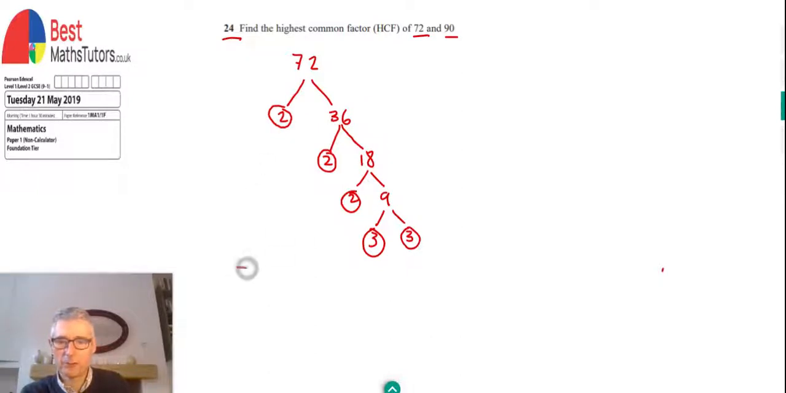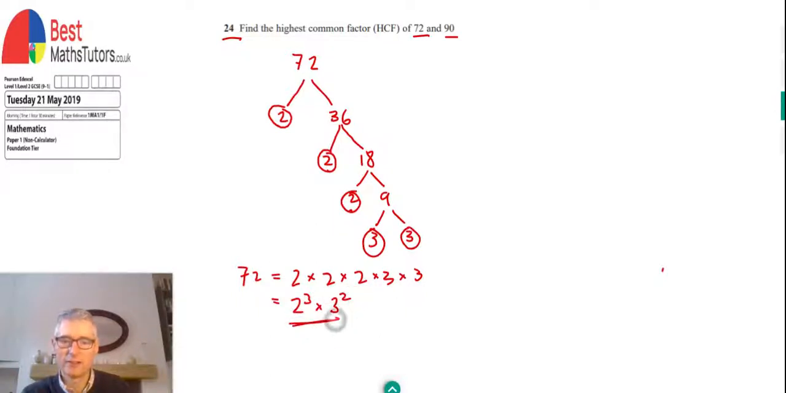So what we can say from that is that 72 is actually equal to all these numbers that I've circled multiplied together. So it's 2 times 2 times 2 times 3 times 3. And I could actually write that as powers of these numbers. So I could say that's 2 to the power 3, because there's three 2s there, times 3 to the power 2. So that's a nice compact way of writing it.